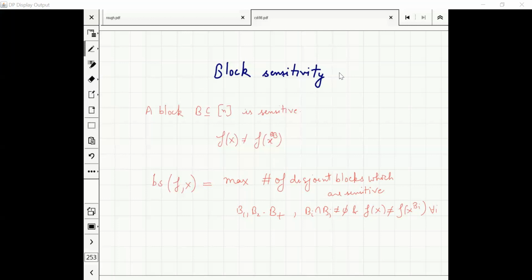And what should be the block sensitivity of f? That should be easy. That's like sensitivity. It is the maximum of BS(f, x) over all x.